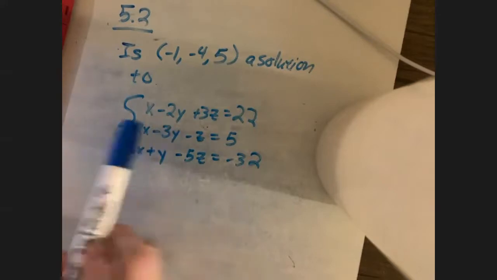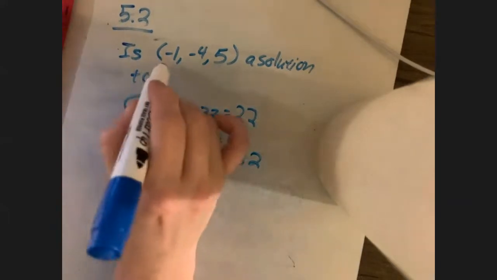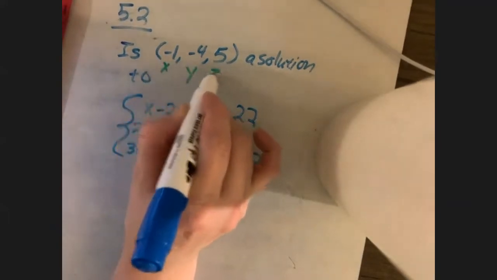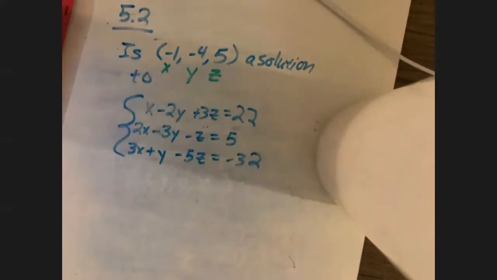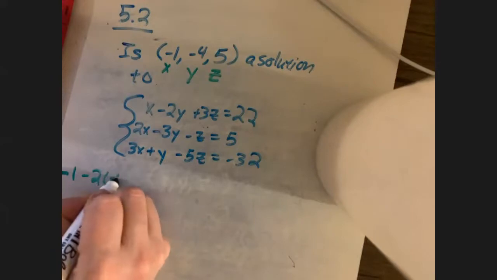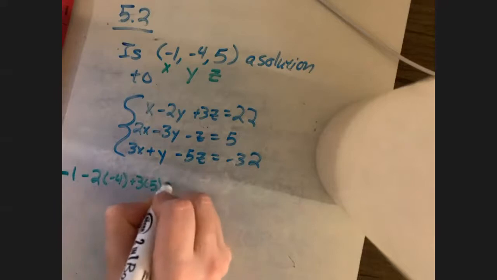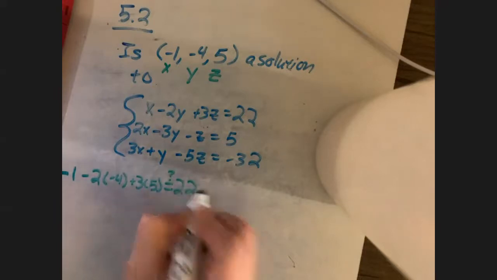so again, we've got three equations, there's three letters. Now, again, with that ordered triple, they go in order, they go alphabetically. So when they're asking, is it a solution, we're doing the same thing we did at the beginning of 5.1. We're just plugging stuff in. So plugging into the first one, I've got -1 minus 2 times -4 plus 3 times 5. And I'm checking, does that equal 22?